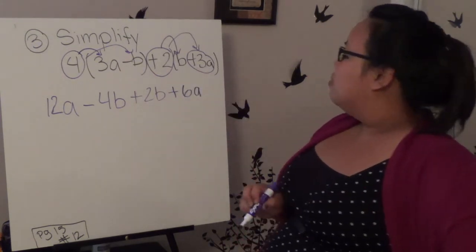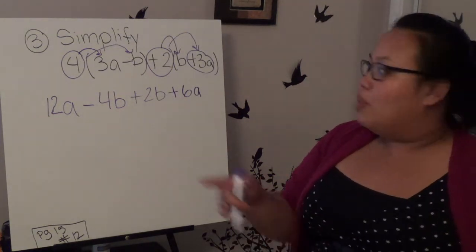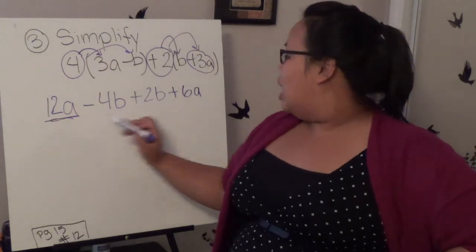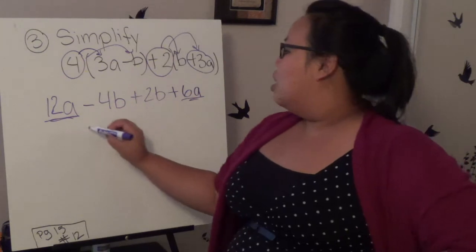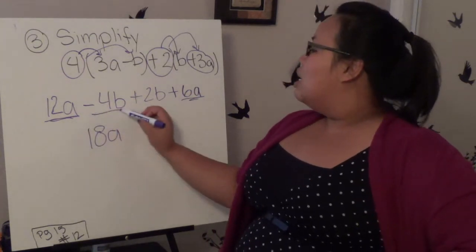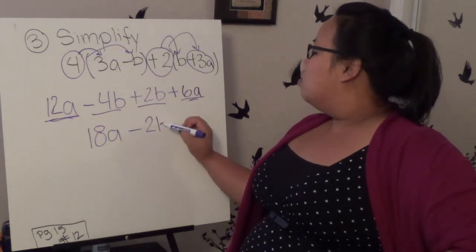All right? So now what do I do? Well, my next step is to simplify, combine like terms. Here's an a and here's an a. So 12a plus 6a gives me 18a. My next ones are b's. Negative 4b plus 2b brings me to a negative 2b.